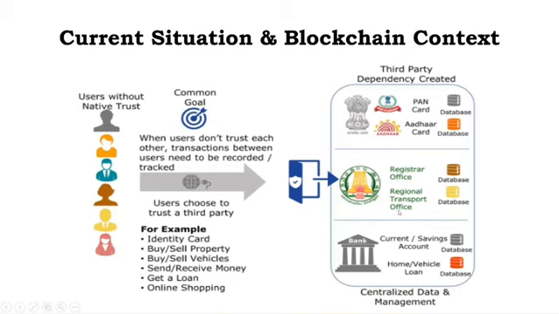Therefore, for vehicle selling or buying, we go to a registrar office or regional transport office in order to buy or sell a vehicle, right? Similarly, if we want to get a loan, or do transactions on our account, there are also separate databases stored. So these are all third-party dependencies used in order to provide trust to the user. Okay, trust to the user.